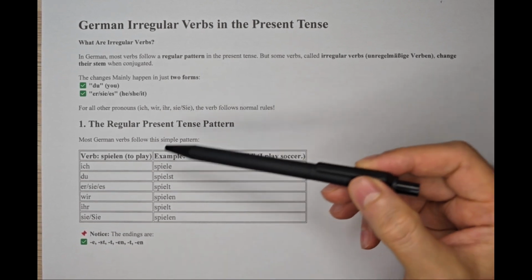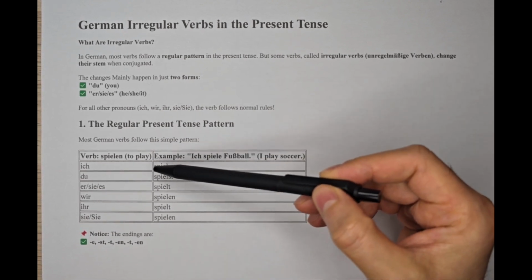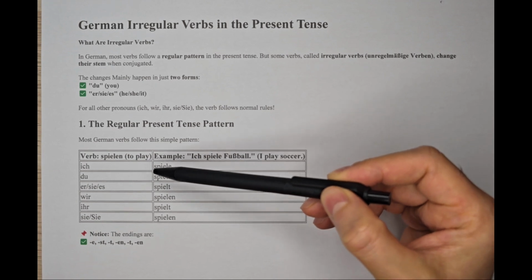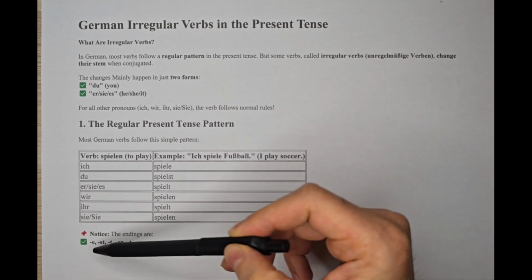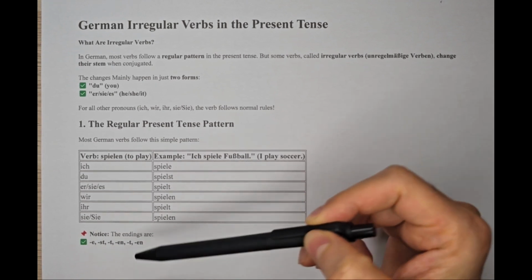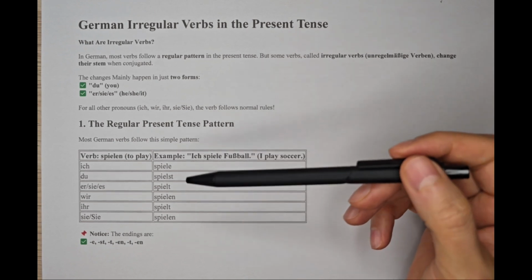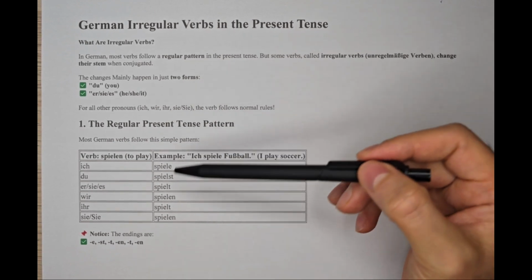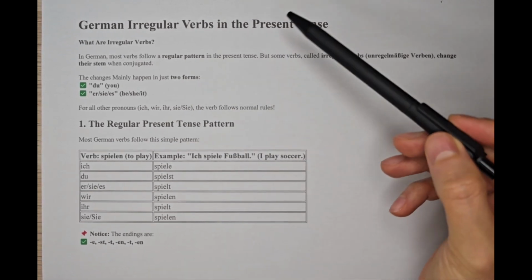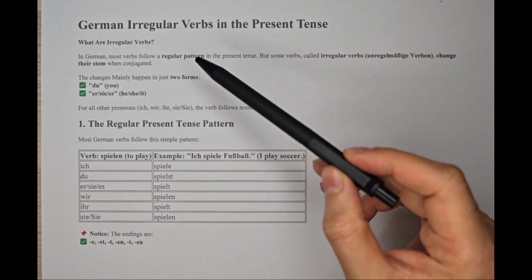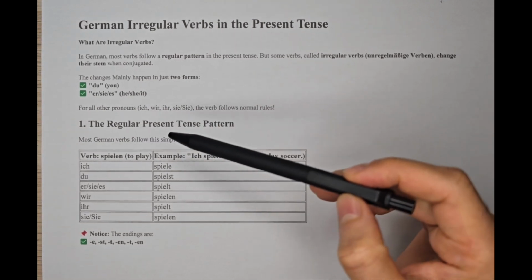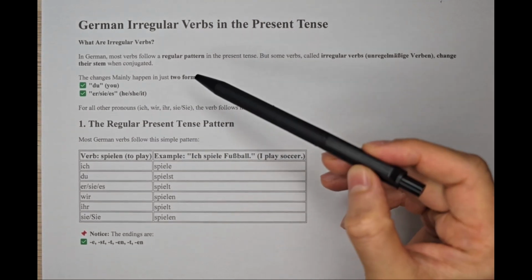Overall, indicating that the stem of the verb, in this case spiel, stays the same. You just have to add these endings at the end. Please watch the previous video. There I went into detail on that. In case of irregular verbs now, within the stem, we have certain changes.